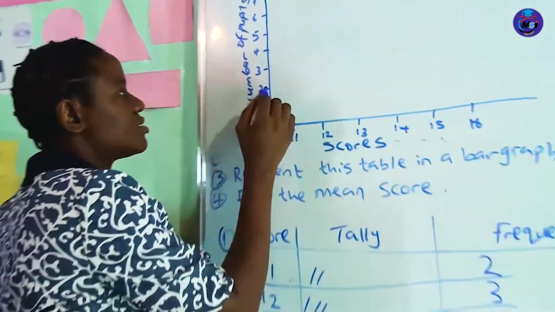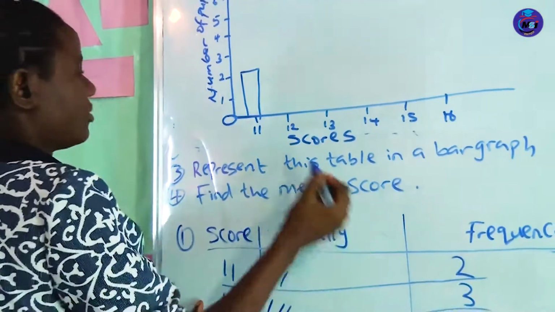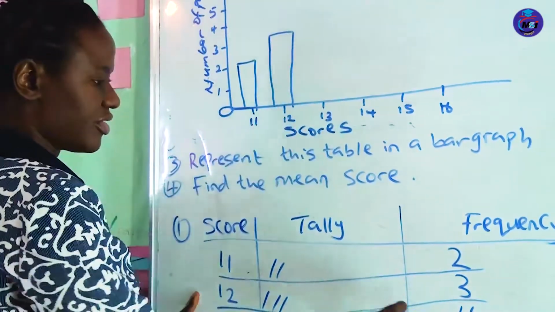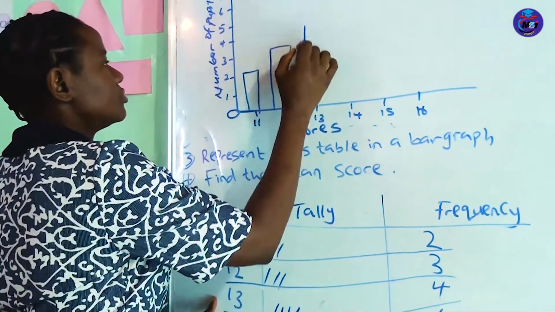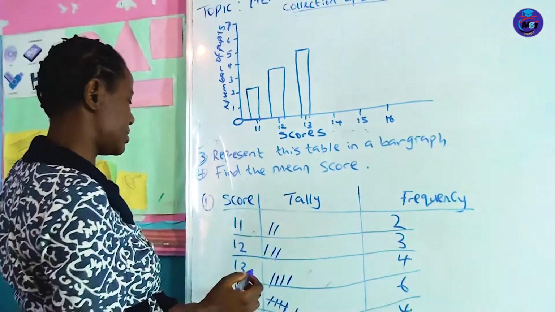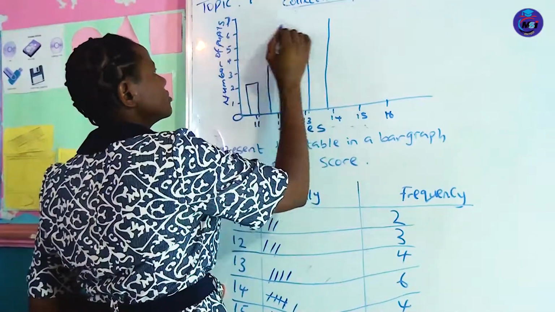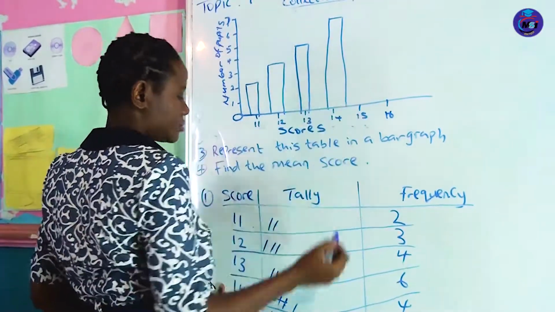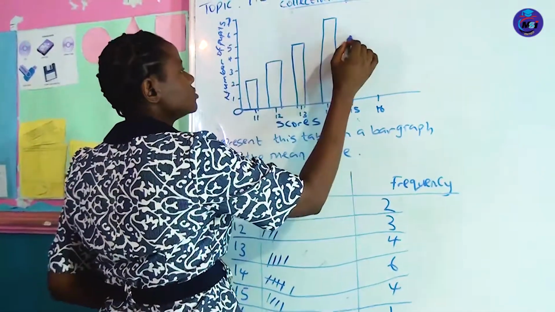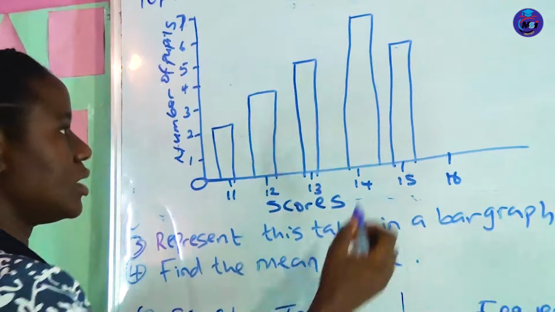All right, so how many pupils scored 11? 2. So this is 2. 12, 3 people. 13, 4 people. 14, 6. 15, 4. 16, 1.